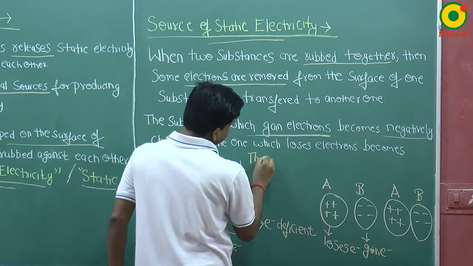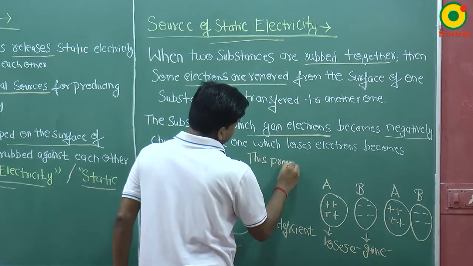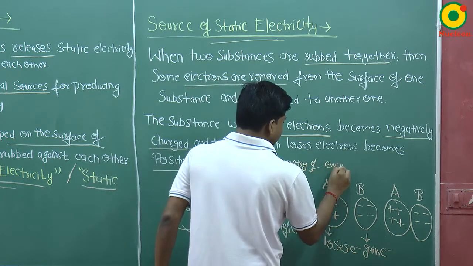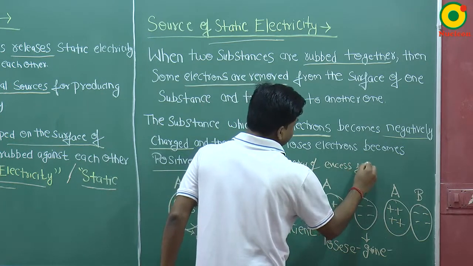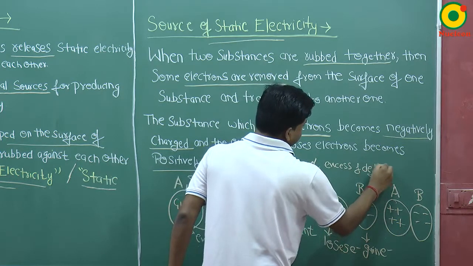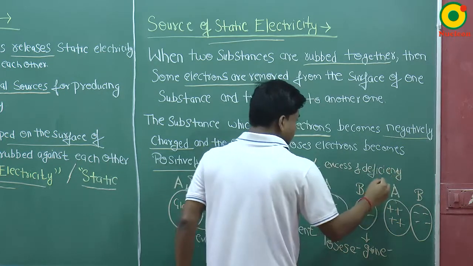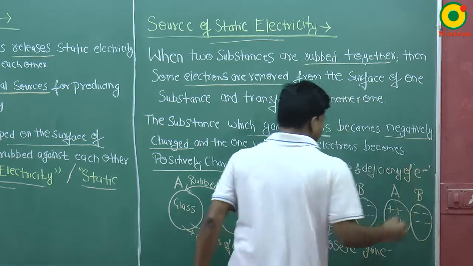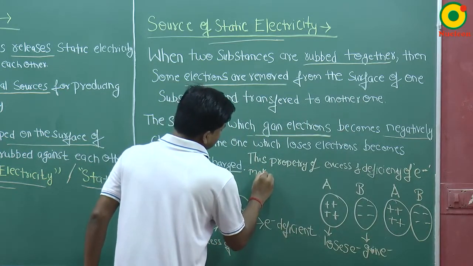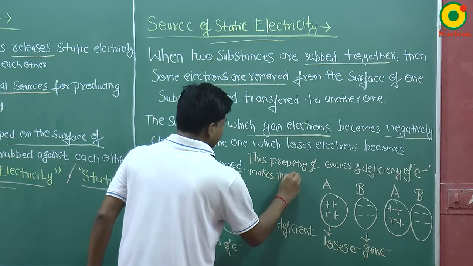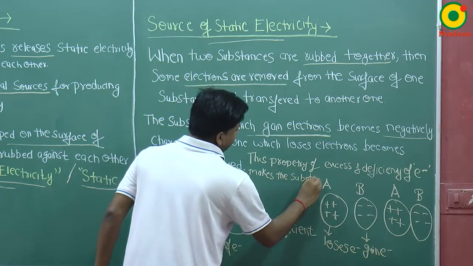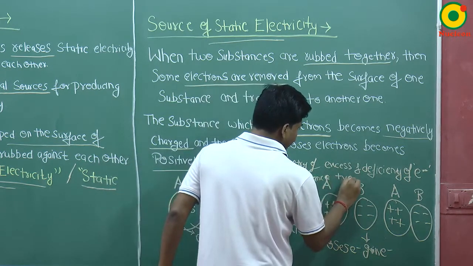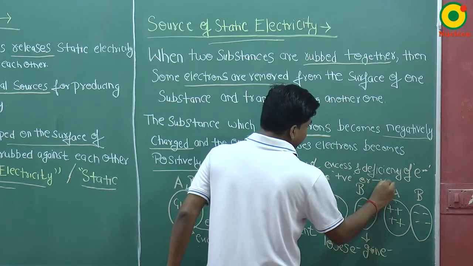And this property of excess and deficiency of electrons, this is the symbol for electron, makes the substance, or you can say the body, positive or negative.